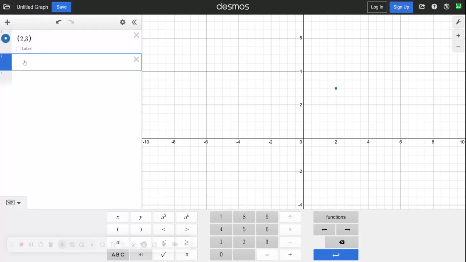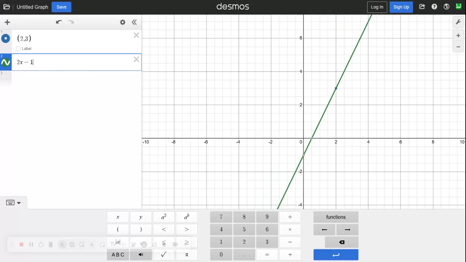In row 2, I'll put in the equation 2x plus 1, which will also pop up on the graph. Now maybe a teacher could ask their students to make this line intersect with the point 2, 3, and students can play around with it and see how this affects the graph. And they'll find that the line 2x minus 1 intersects with 2, 3.